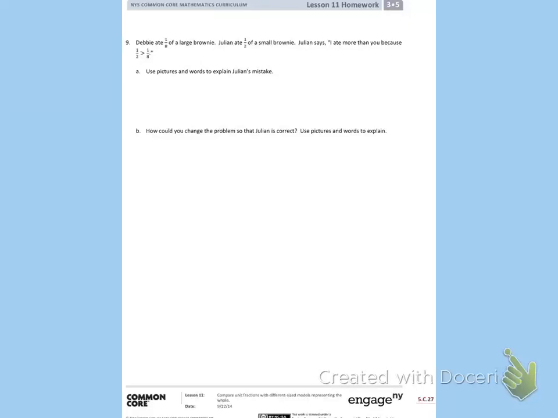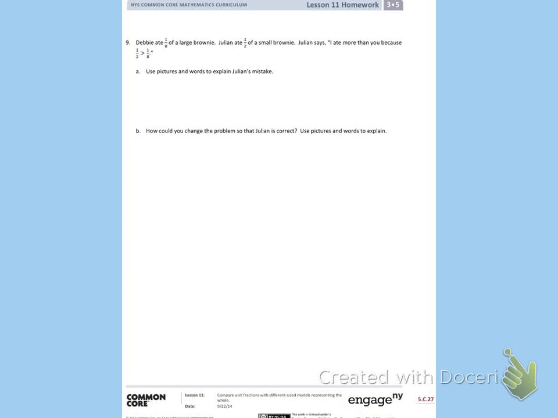Module 5, Lesson 11's objective is to compare unit fractions with different sized models representing the whole. Item 9. Debbie ate 1/8 of a large brownie. Julian ate 1/2 of a small brownie. Julian says, I ate more than you because 1/2 is greater than 1/8.